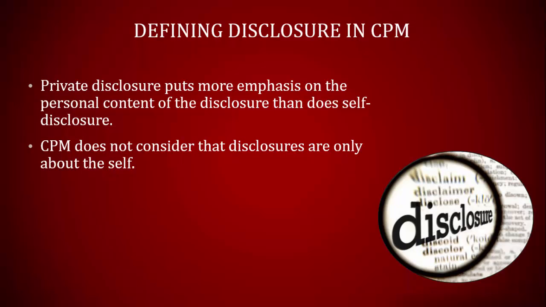In CPM, Petronio prefers to use the term private disclosures as opposed to self-disclosures. There are a couple of ways these terms differ in meaning. One way is that private disclosure puts more emphasis on the personal content of the disclosure than does self-disclosure. In doing this, CPM gives more credibility to what is considered private. Another reason for using private disclosure as opposed to self-disclosure is that CPM does not consider that disclosures are only about the self. CPM extends the communicative process to embrace multiple levels of disclosure, including self and group.